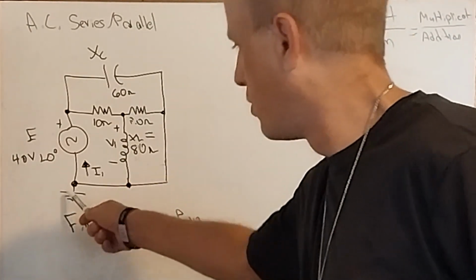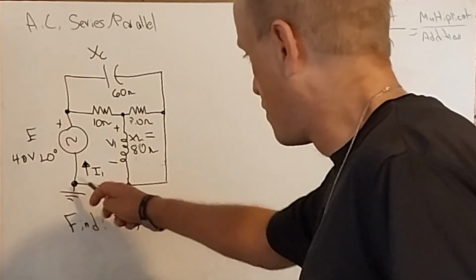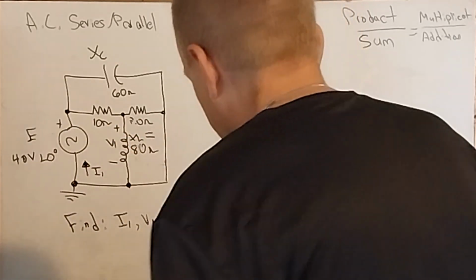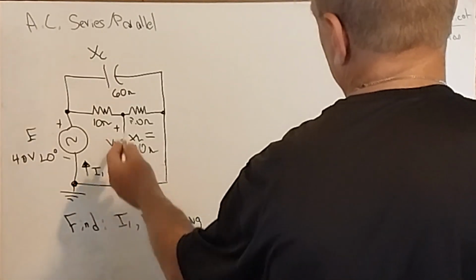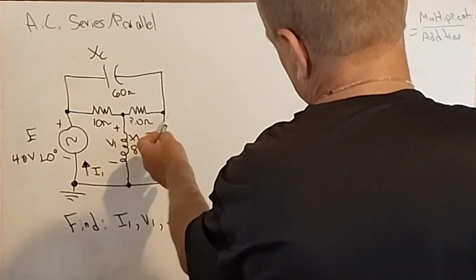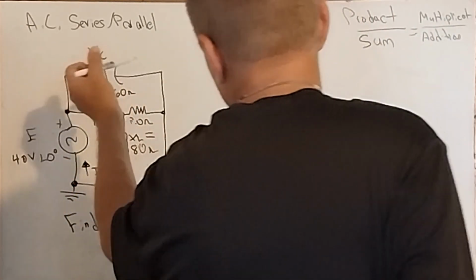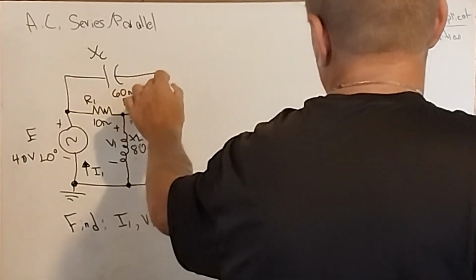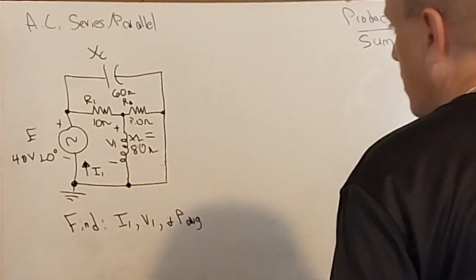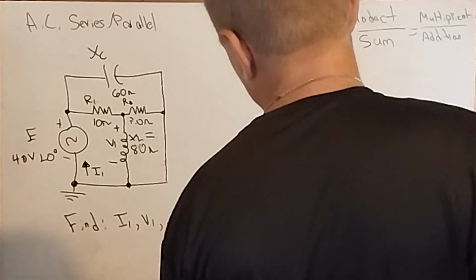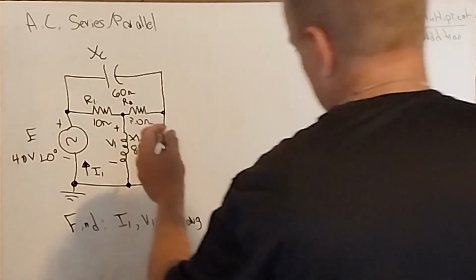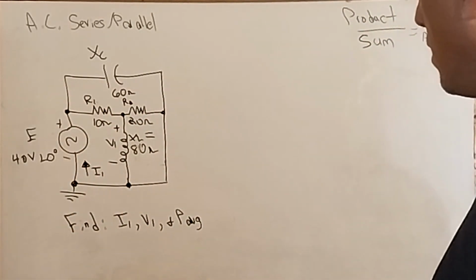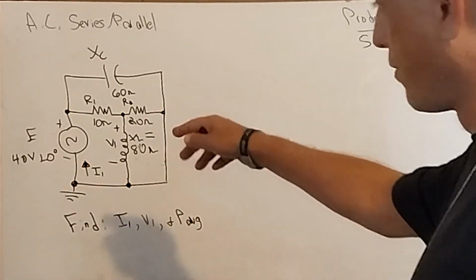If we look at the ground point, we notice that it shares the common point from here with the bottom of this source, the negative part of the source, and the bottom of this inductor, and this point of the resistor R2, and this part of the capacitor X of C. We have R1 10 ohms, 60 ohms for X of C, 20 ohms for R2, and 80 ohms for X of L. Okay, and they want us to find the current flowing through the source.